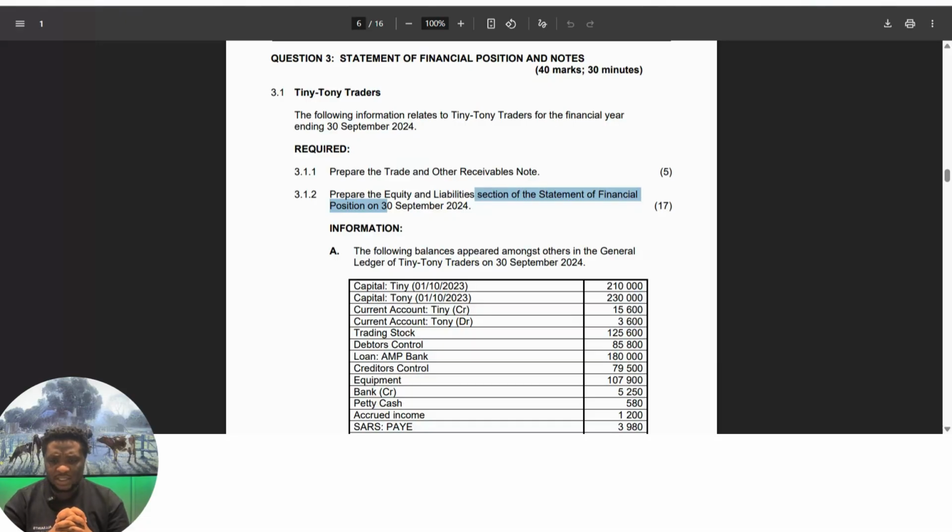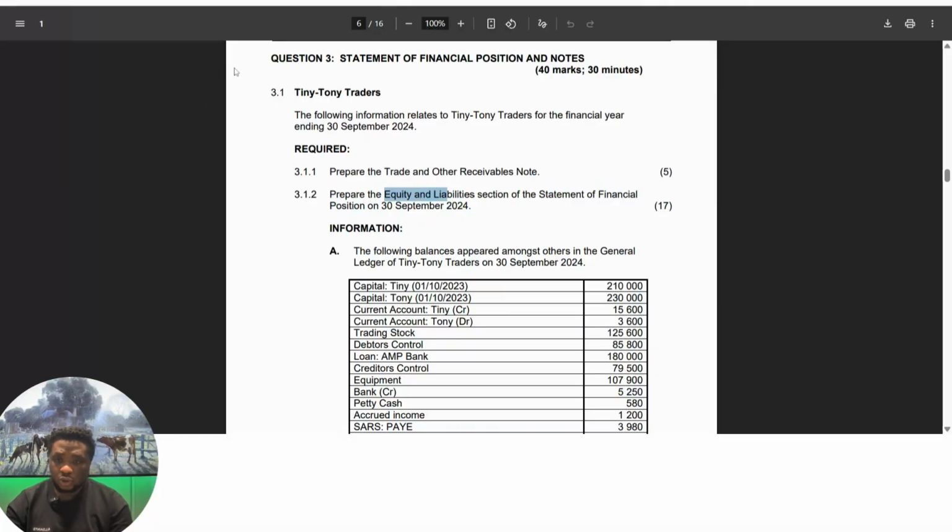So what does it say? It says the following information relates to Teeny Tawny Traders for the financial year ending 30th of September 2024. So you need to prepare the trade and other receivables note, and then on top of that, you need to prepare the equity and liability section of the statement of financial position.